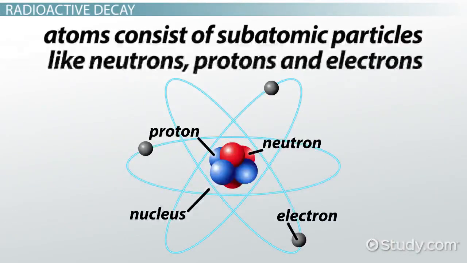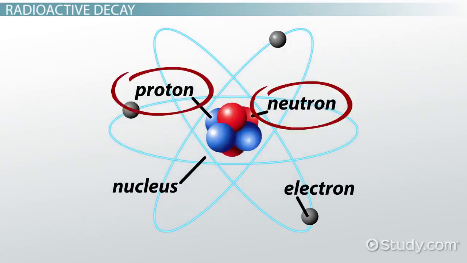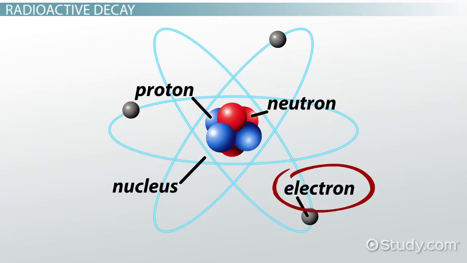All atoms consist of subatomic particles like neutrons, protons, and electrons. Neutrons and protons make up the nucleus, or core, of an atom. Electrons float around the nucleus in a cloud-like structure. The number of protons in an atom determines the identity of the element.